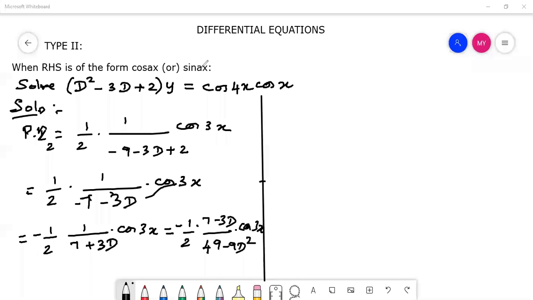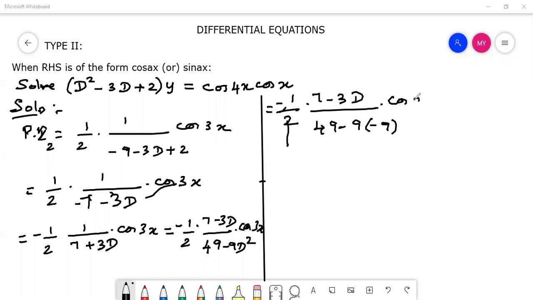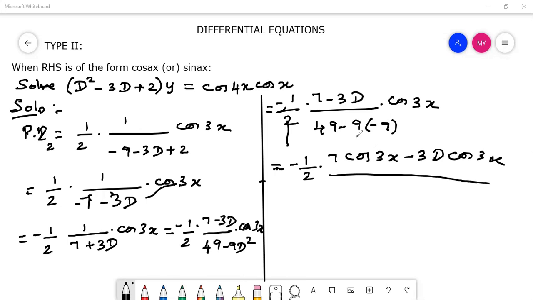Now again we are having 9D square in the denominator. So we have to write minus 1 by 2 into 7 minus 3D over 49 minus 9 times minus 9, because our minus 9 is the D square value. So cos 3x. Now minus 1 by 2 into, bring this cos to the front, multiply with the numerator. So 7 cos 3x minus 3D cos 3x over 49 plus 81 gives you 130.